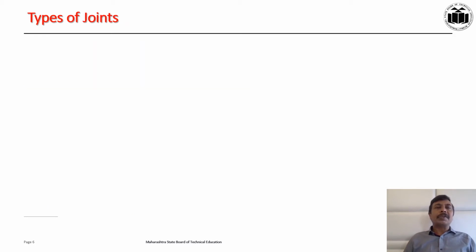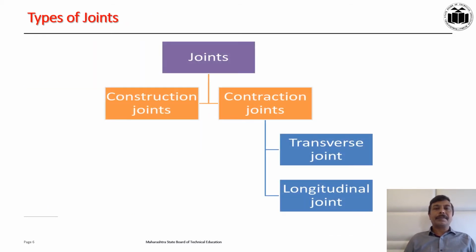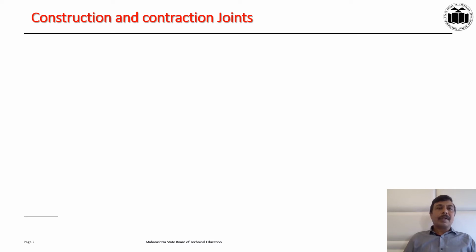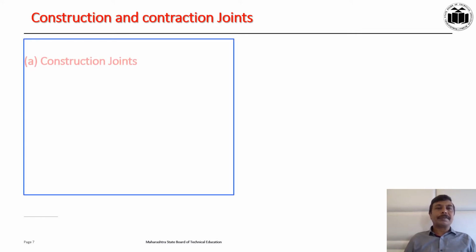Now see the joints in the gravity dam. The joints in the gravity dam are of two types. First one is the construction joint and another is the contraction joint. Contraction joints are further divided into transverse joints and longitudinal joints. Now we'll see in detail the construction and contraction joints.